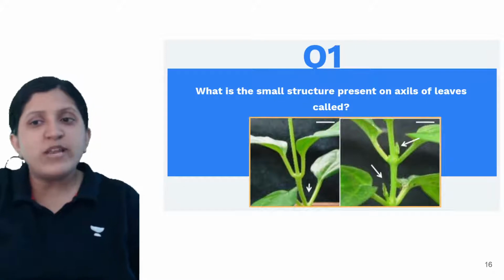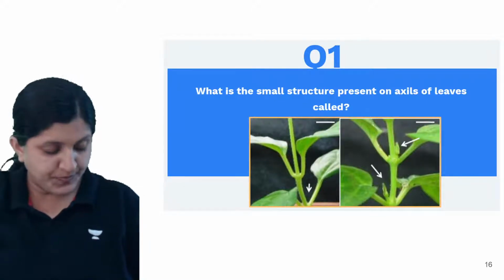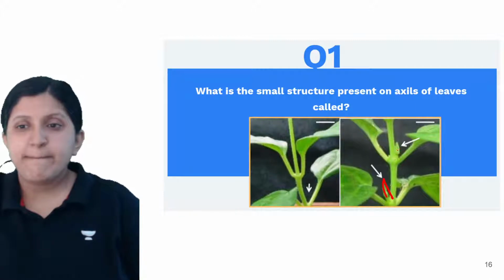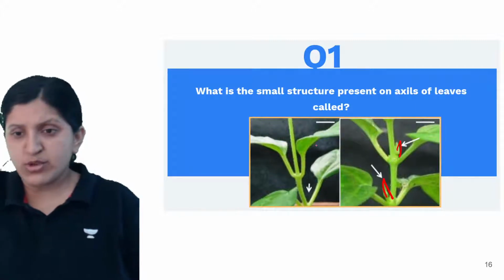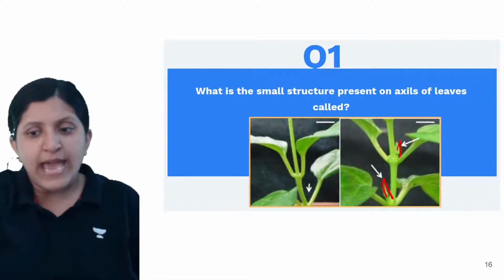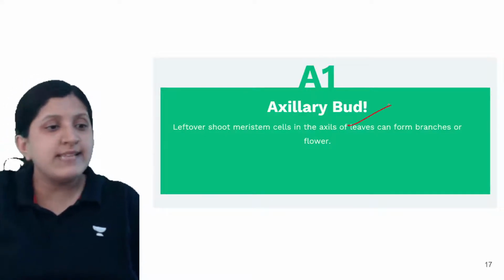So what is the smallest structure present on axils of leaves called? So what is this structure? Here is one. There might be one which is not seen. What is the small structure present on axils of the leaves called? This is called the axillary bud.